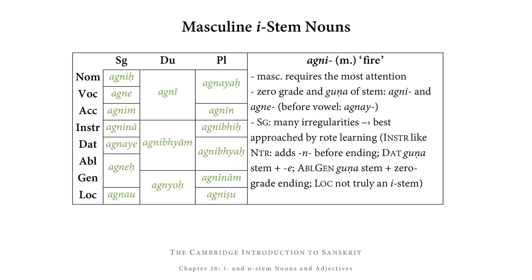The instrumental singular does something that we've already seen in neuter short I-stems, and that is it adds an N between the stem and the ending, and so we get agninā.